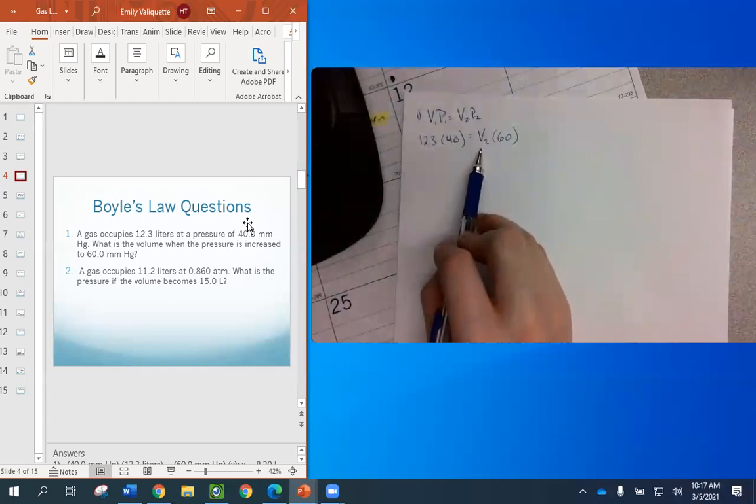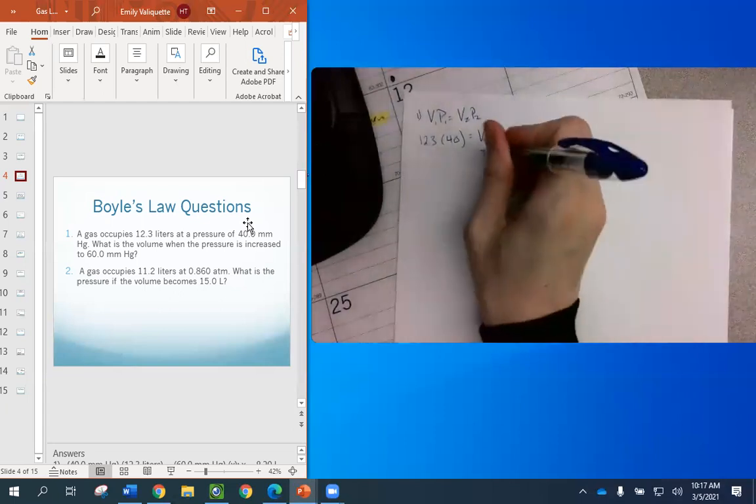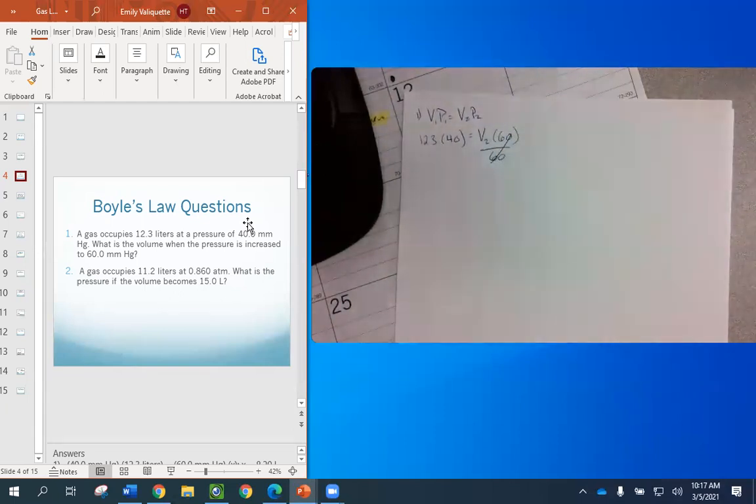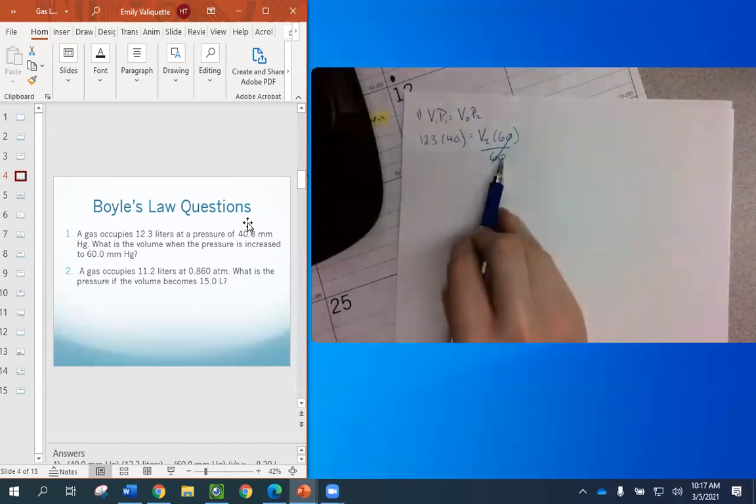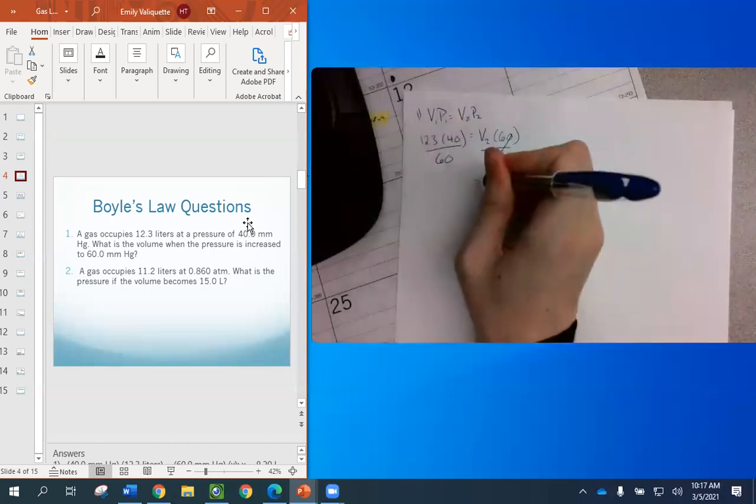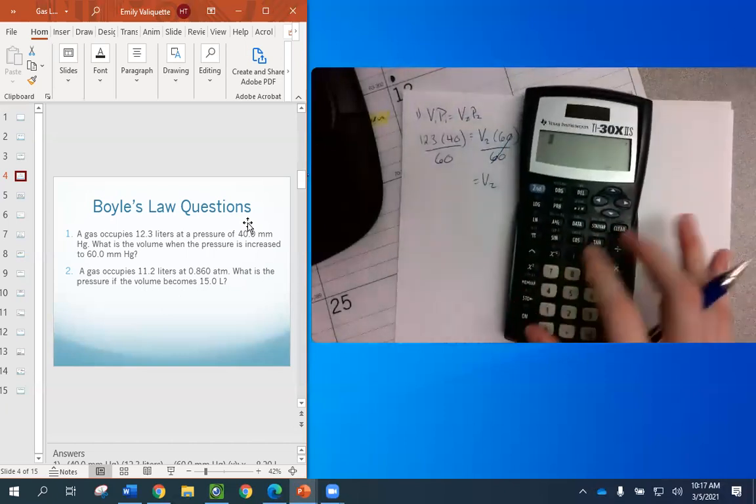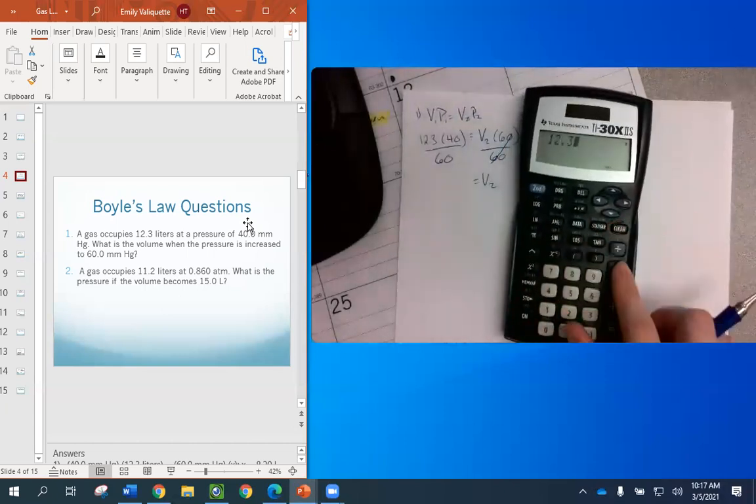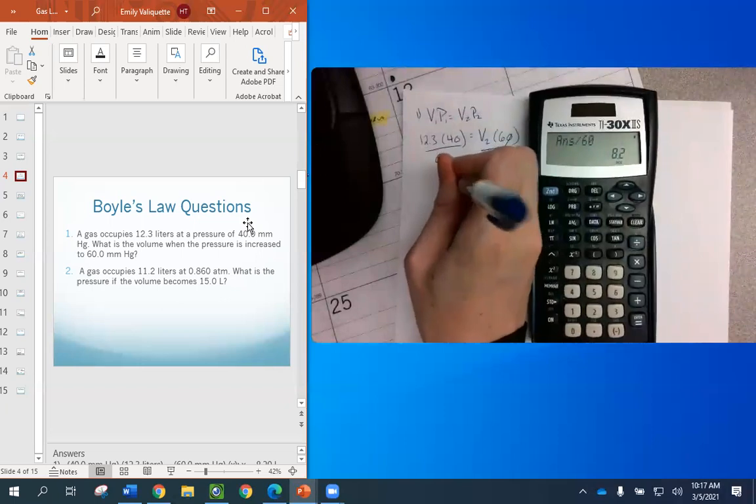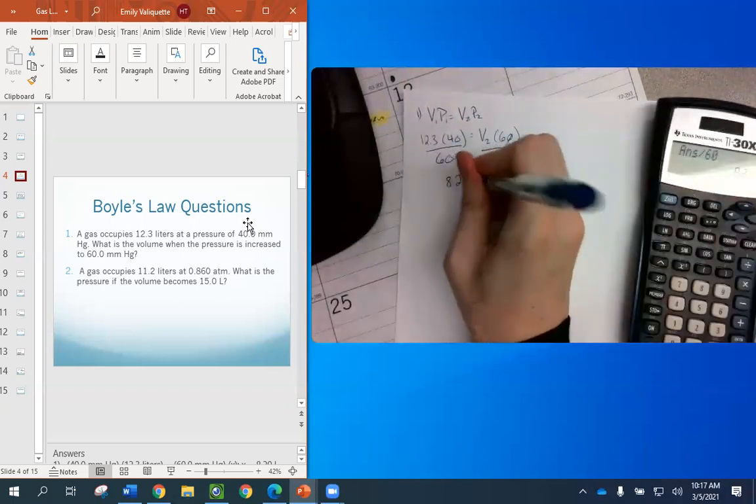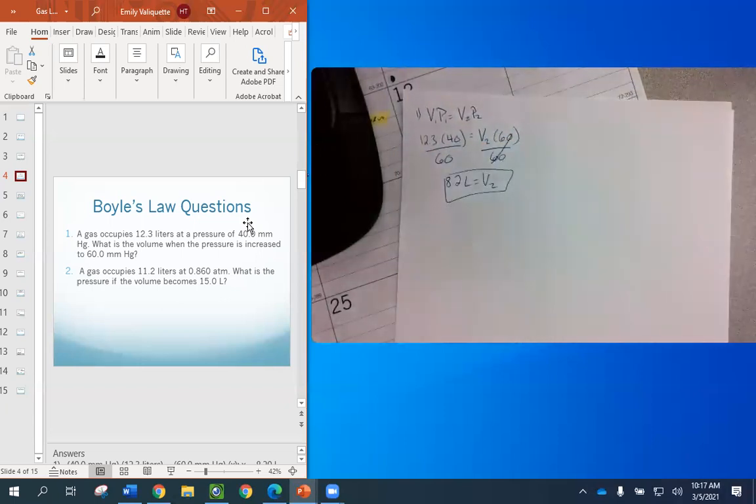So I plug it into my formula like this, and then I need to isolate my variable, my V2. So in order to do that, I just divide by 60 to move it to the other side. Since what I do to one side, I must also do to the other. And then I'll just plug this into my calculator. 12.3 times 40 divided by 60 is 8.2 liters. And that would be my final answer.